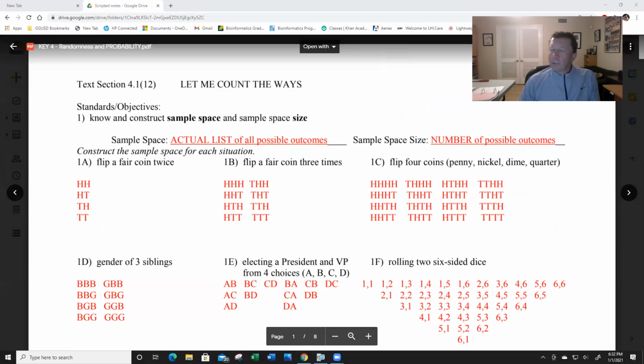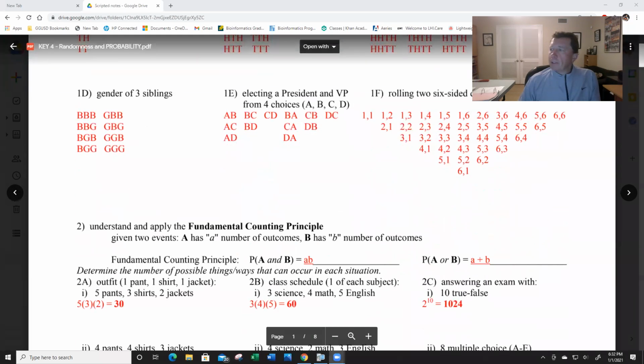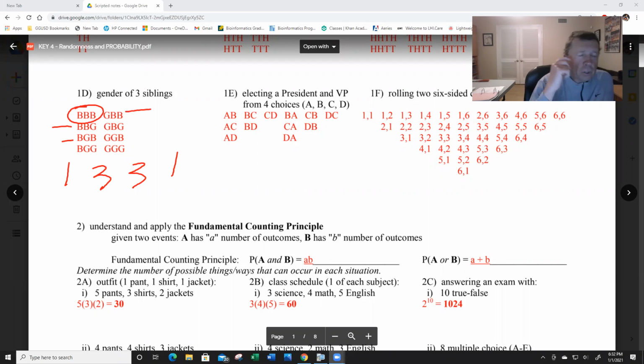All right. So here's your 3 siblings. If you go down to this, okay, the gender of 3 siblings, and of course you see this very familiar 1, 3, 3, 1 pattern. 1 way to get all boys, and there are 1, 2, 3 ways to get 2 boys. 3 ways to get 1 boy, and 1 way to get no boys, which we call all girls.